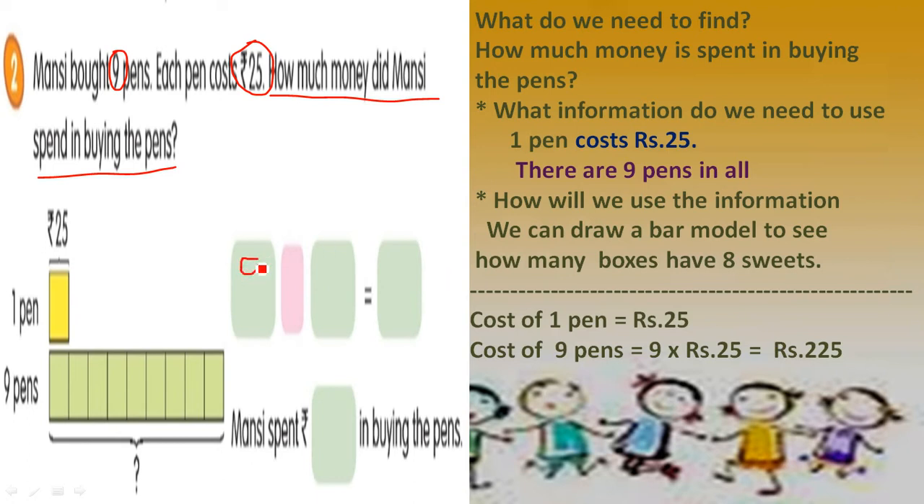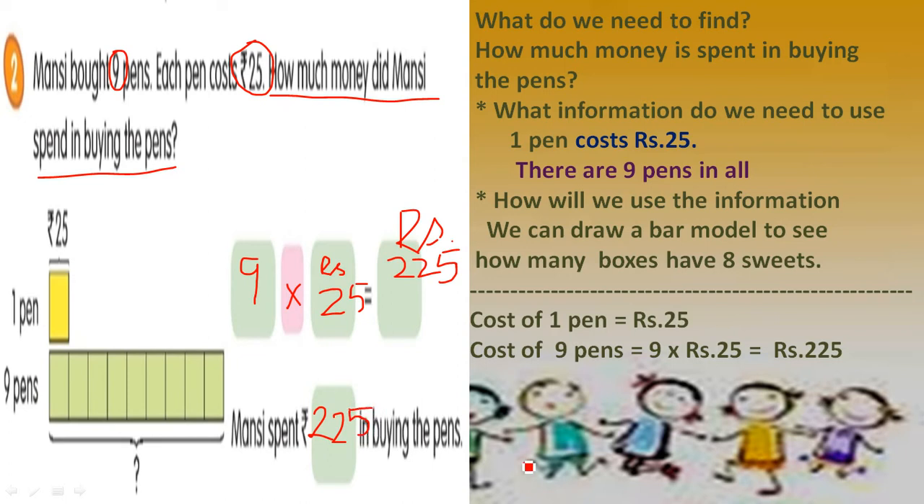So here this is 9 multiplied by rupees 25, and when we multiply we get the answer as 225. We also write the unit. The unit is rupees. So our answer is rupees 225.